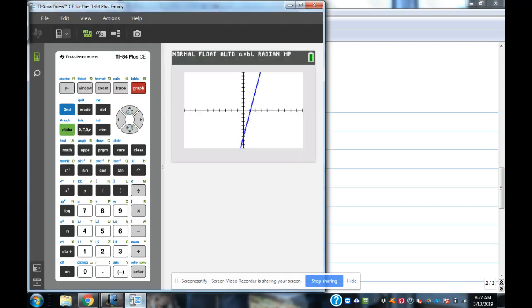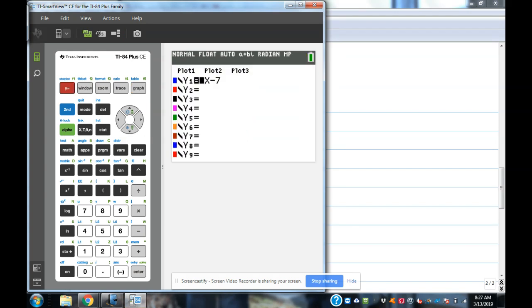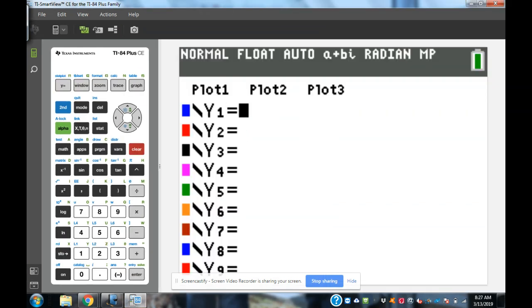We could graph it to make sure it's 1-to-1 if we wanted to, which I don't think is a bad idea. Parentheses 2x plus 1 divided by parentheses x minus 1.